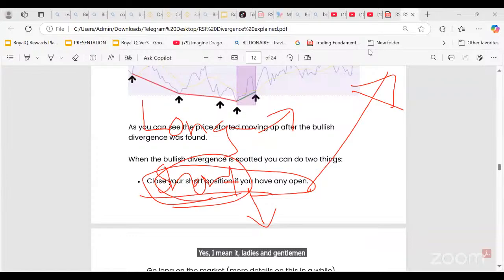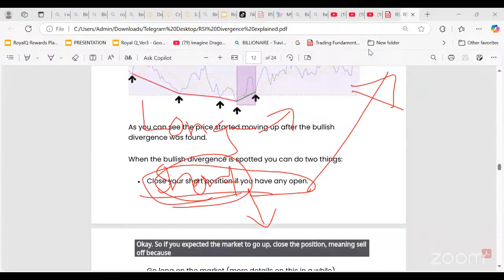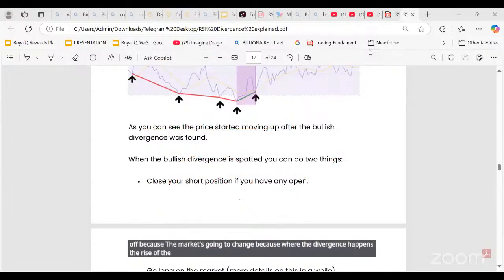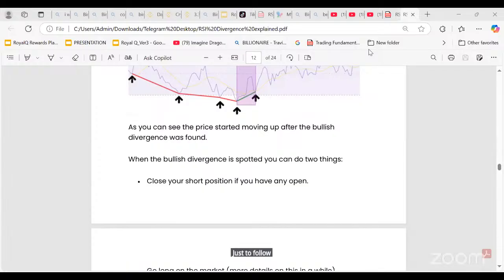Okay. So if you expected the market to go up, close the position, meaning sell off, because the market's going to change, because where the divergence happens, the rise of the market happens immediately. Just to follow through, are we following?